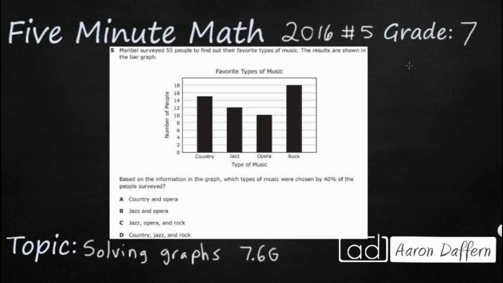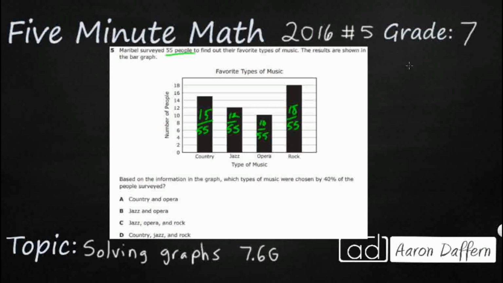So, Maribel is surveying 55 people to find out their favorite types of music, so they go ahead and give us the total. That's nice, we don't have to add them up. And we've got 15 country, so let's make that 15 out of 55. Then jazz is 12 out of 55. Opera, 10 out of 55. And then rock is 18 out of 55.